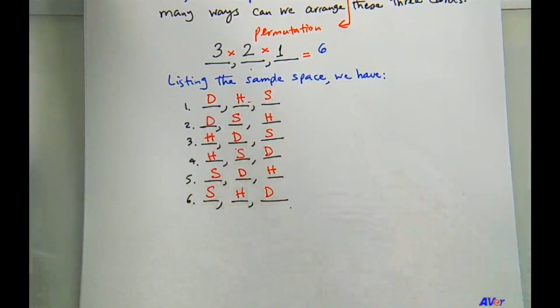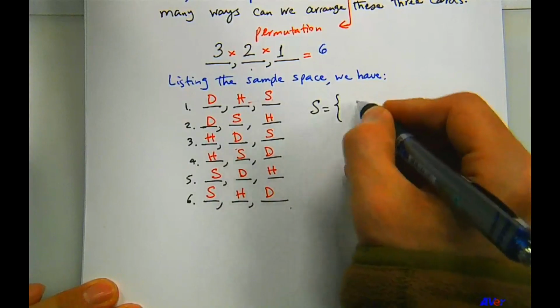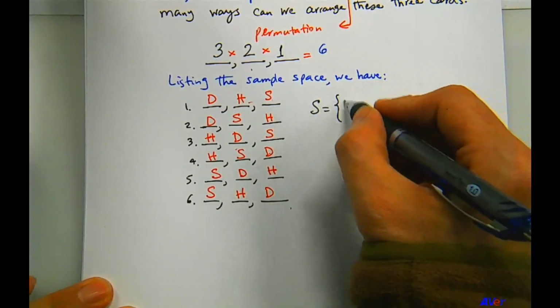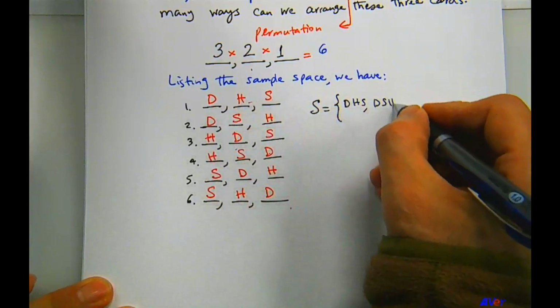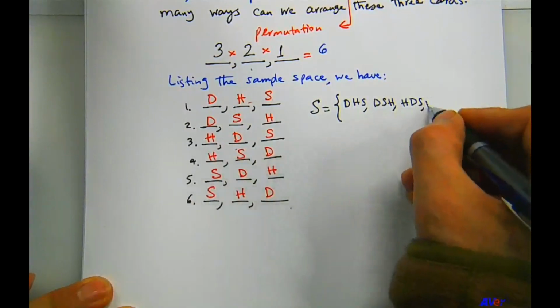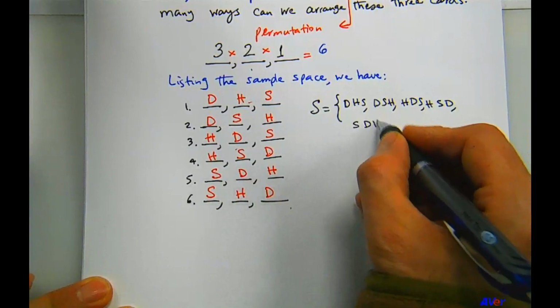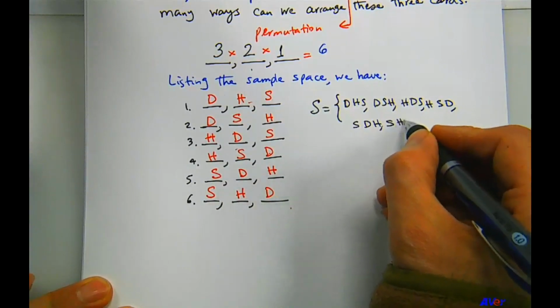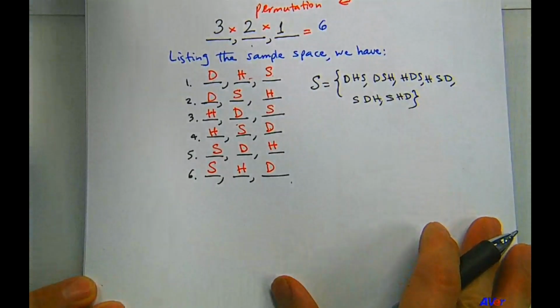All right, so the sample space would be, if we list them, DHS, DSH, HDS, HSD, SDH, and SHD. All right, 6 possibilities.